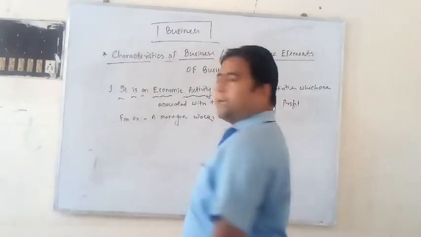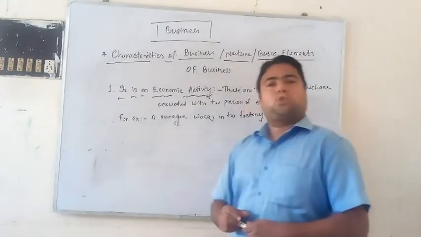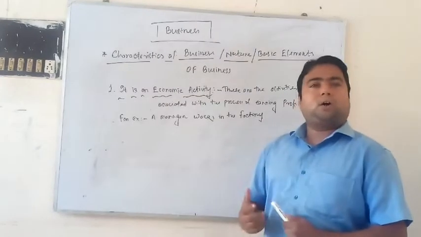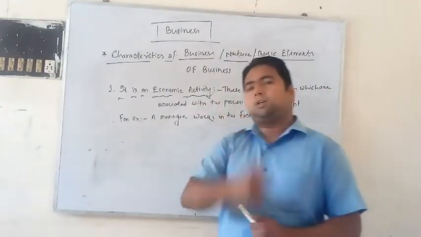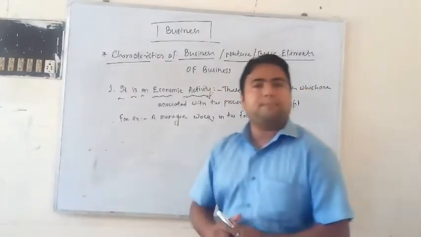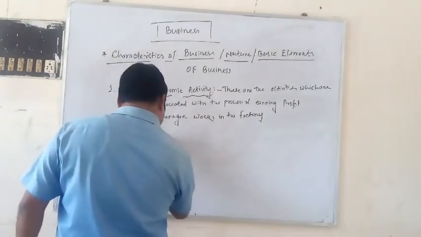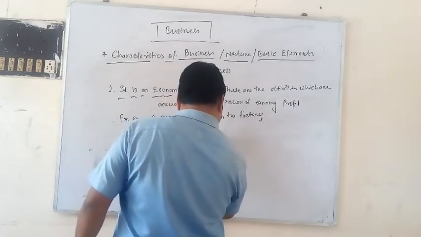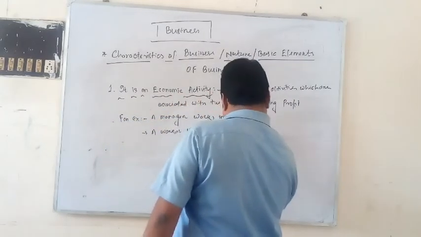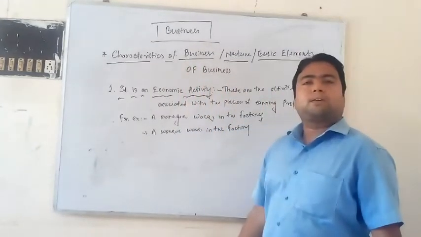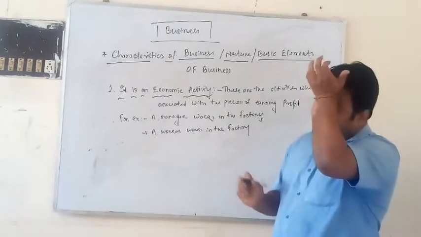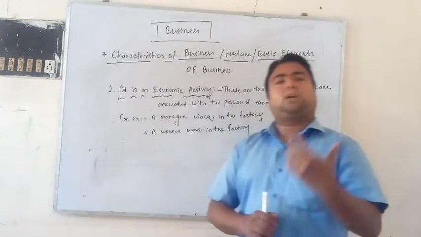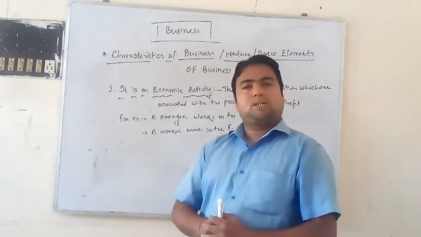a manager works in the factory. So it is one kind of economic activity because the manager is working in the office in order to earn profit or to earn a livelihood, in order to fulfill or satisfy the basic needs of his or her family. Similarly, a worker works in the factory. So this also comes under economic activity because the worker is working throughout the day in order to earn a livelihood or to earn money. So this will again come under economic activity.